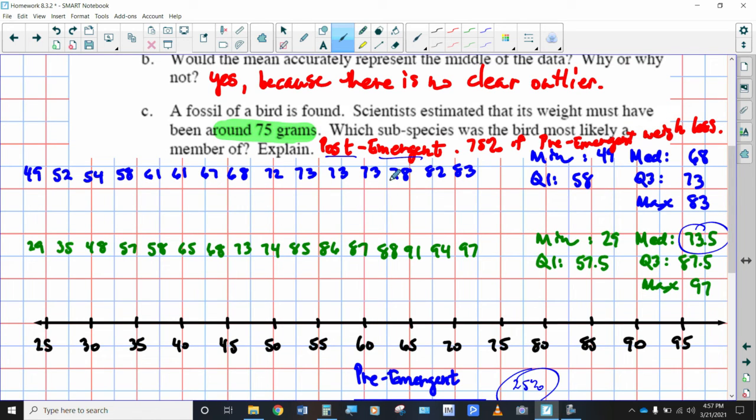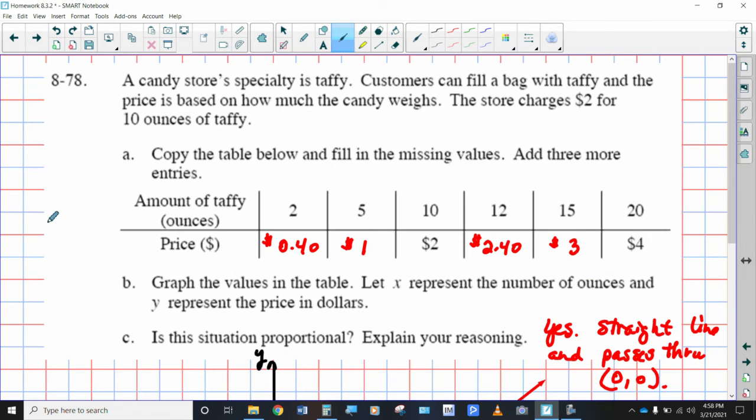Could it be one? Sure. It would fit right in here if it was a pre-emergent thrush, but it would fit right here if it was post-emergent, and that's closer to the center, so it's a higher likelihood it's going to be the post-emergent. But we don't know for sure because it was probably millions of years old, so whatever. Let's move on. All right, a candy store specialty is taffy.